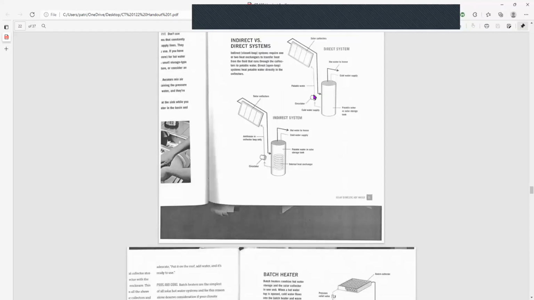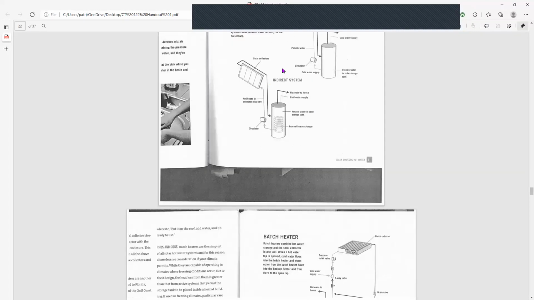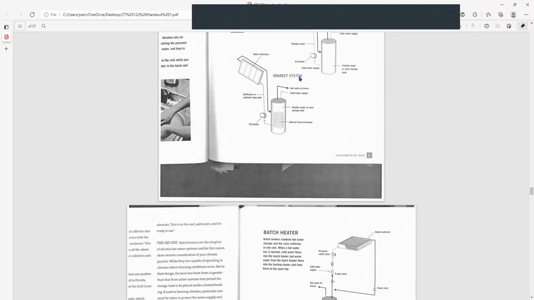So then people got sensors on that, and when the sensor said it was getting toward freezing, it would open the drain and it would all drain out. So that was an improvement because then you didn't have to be around. And then they came up with another system, and that's called an indirect system because you don't actually use the water that comes off the thing.